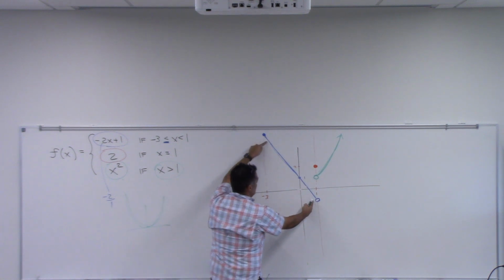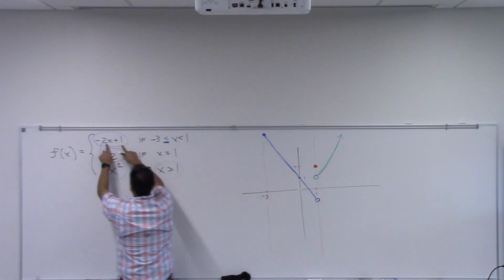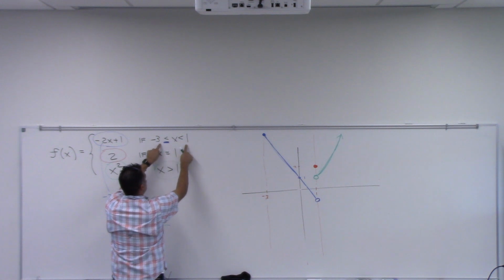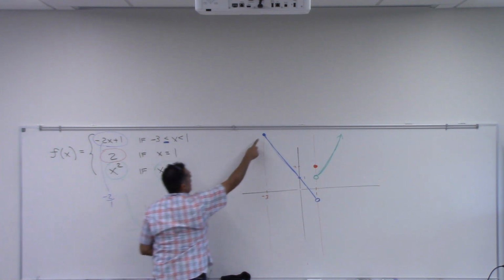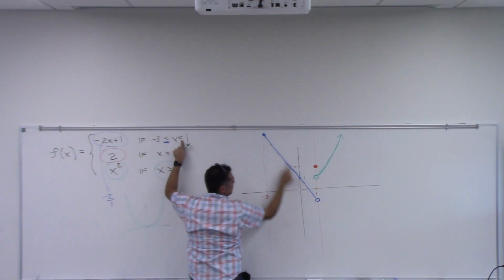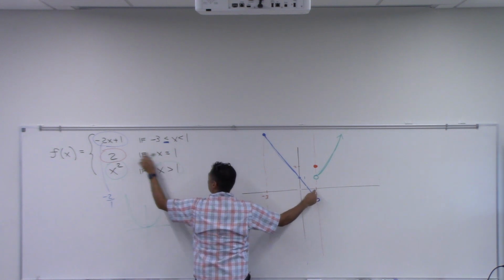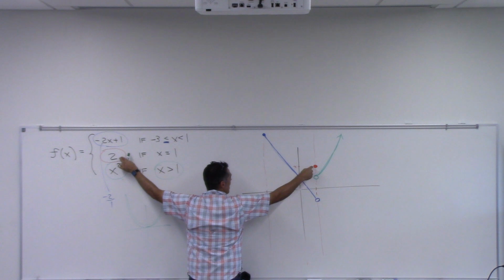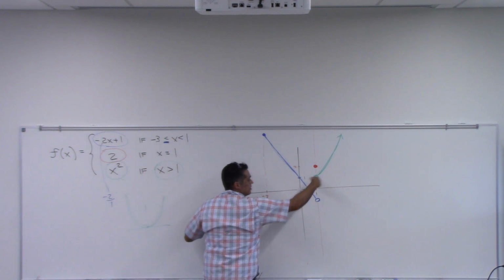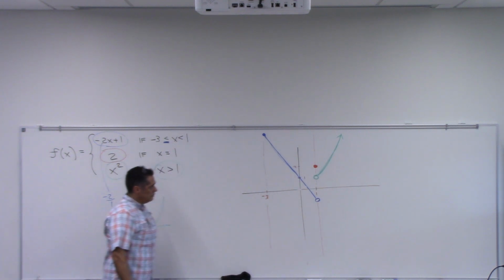So this blue piece only exists between here and here. That bar meant I put a dot. No bar here, put an open circle, right? Here means when I plug in 1, it should spit out 2. Boom, there's the red dot. And then the green is, like I just said, to the right.